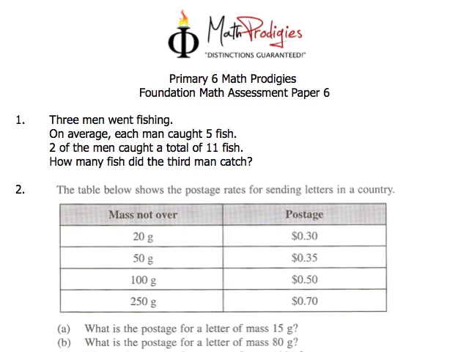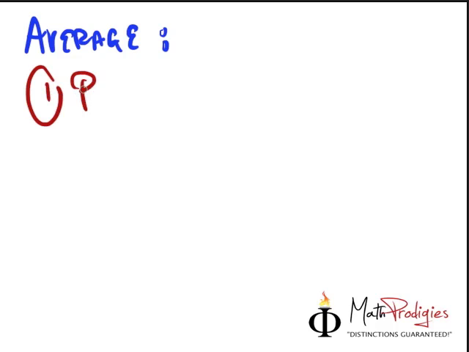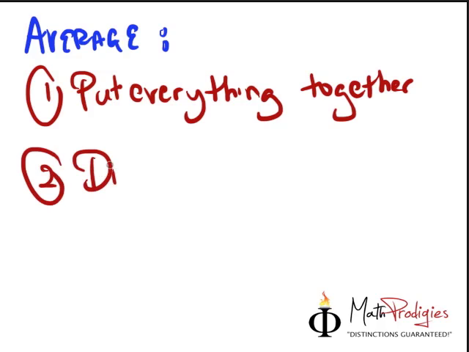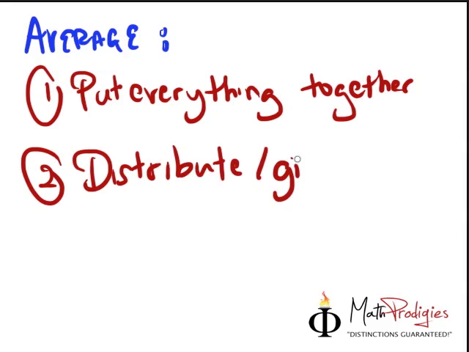Now for this question, you need to understand the concept of averages. Now, what does averages mean? Averages basically mean what will happen if I were to put everything together. So I'm going to break it down for you. Number 1 is to put everything together. In this case, we put all the fish together into one bucket. And step number 2 is then to distribute, to give equally, to be fair and give equally.